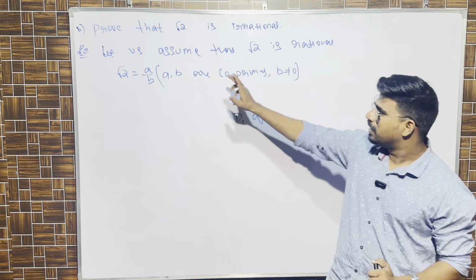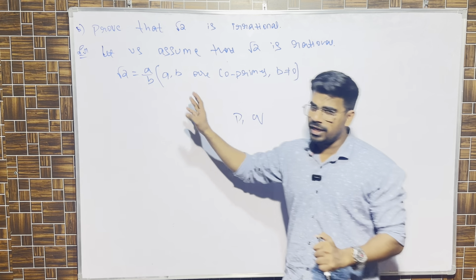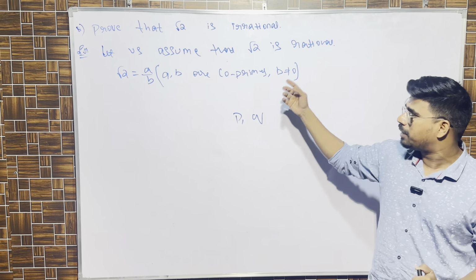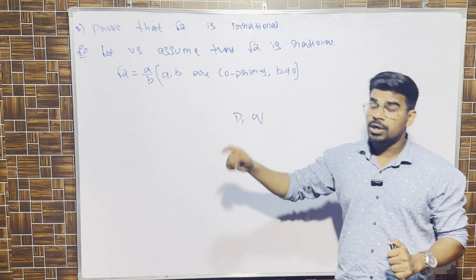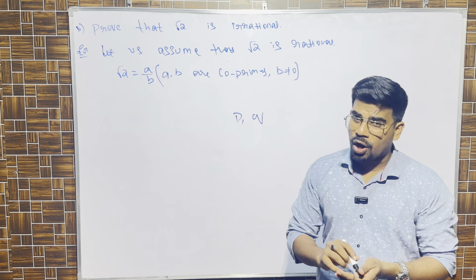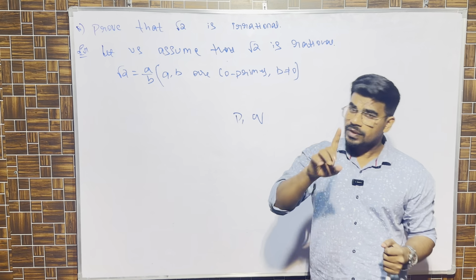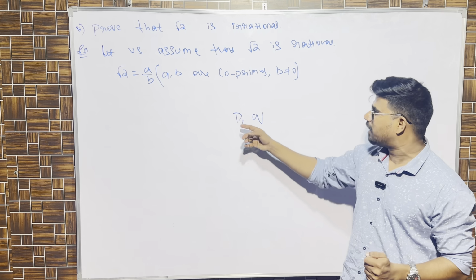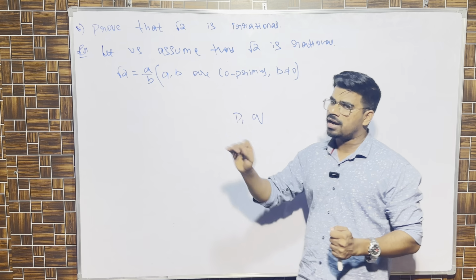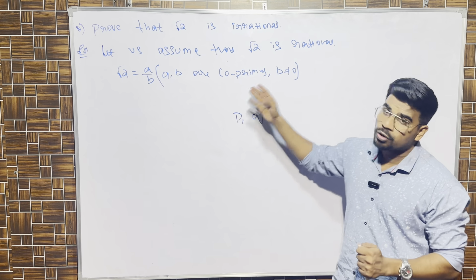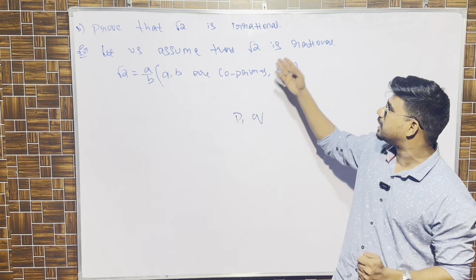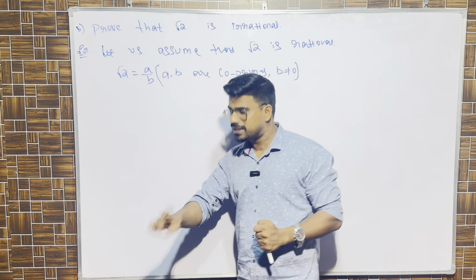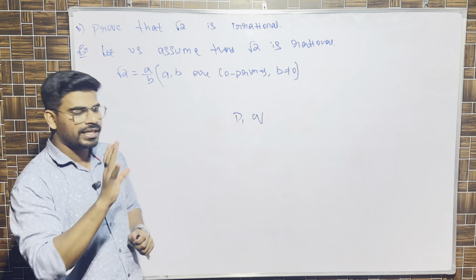I'll repeat once again. We'll consider that root 2 is rational, and if it is rational, we can write it in the form of a by b, where a and b are supposed to be co-primes. What are co-primes? The numbers which are not divisible by the same number. While solving, if I prove that a and b are divisible by the same number, then they are no more co-primes, so our assumption is incorrect. We assumed that the number is rational. That is incorrect, which means it is irrational.